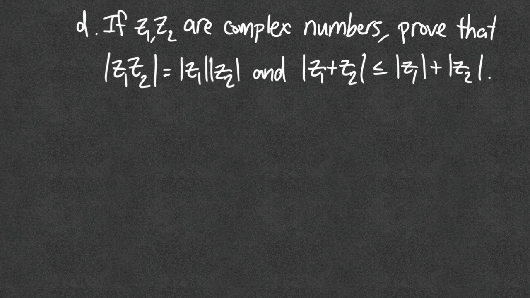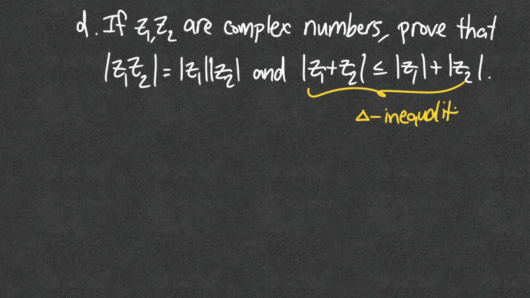All right, part D says if z1 and z2 are complex numbers, prove that the modulus of the product z1 times z2 is equal to the product of the moduli of z1 and z2. We also have to prove that the modulus of the sum is less than or equal to the sum of the moduli. Okay, so this latter inequality is really so famous that it's called the triangle inequality.